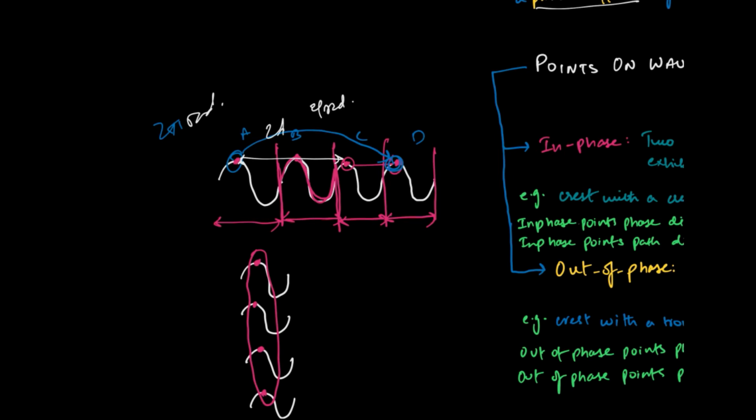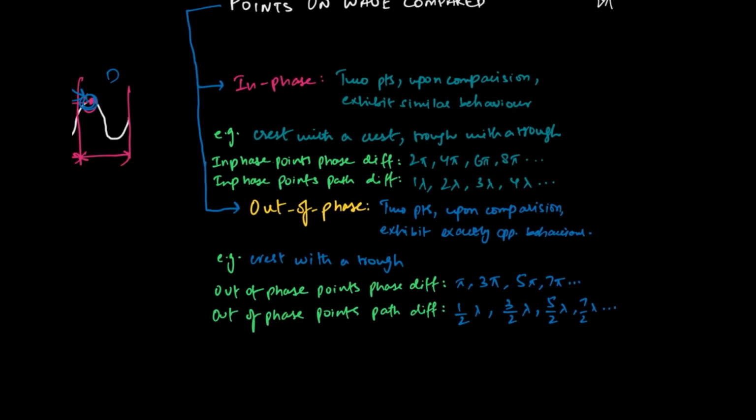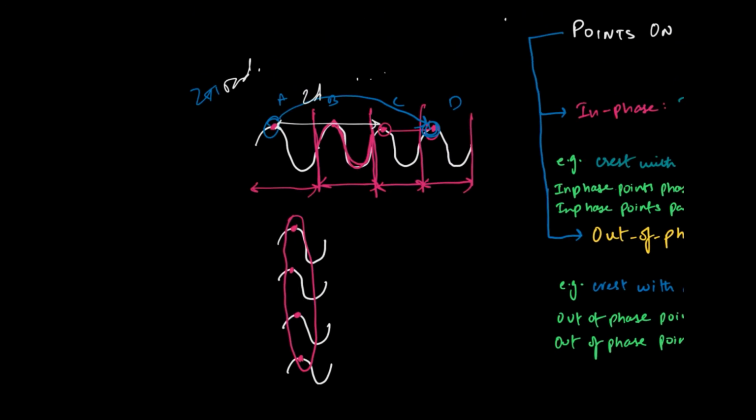Similarly, point A and point D correspond to 3 lambda, and the phase difference will be 6 pi radians. Okay, so moving on. For in-phase points, the path difference is 1 lambda, 2 lambda, 3 lambda, and that is already known from how these waves were compared.